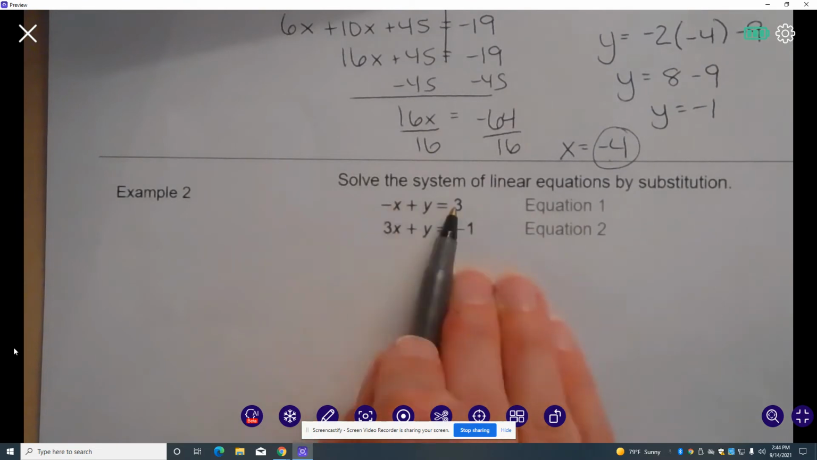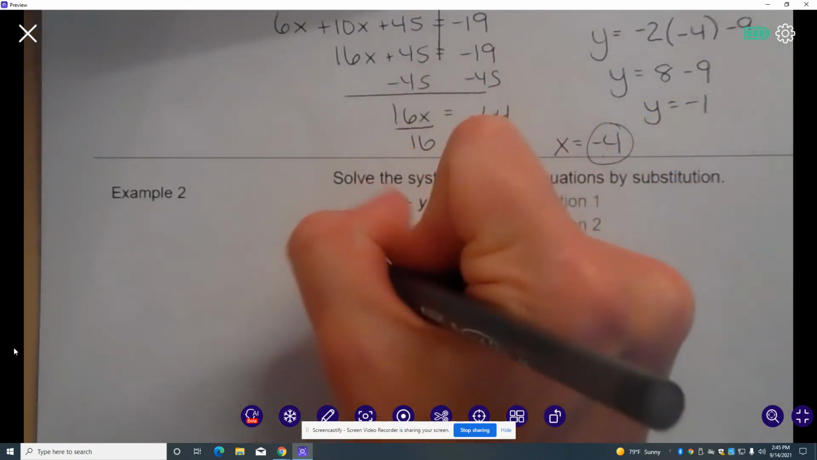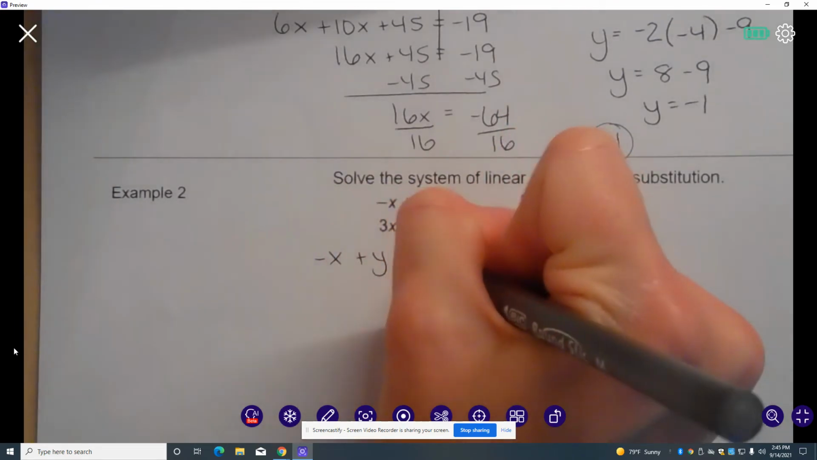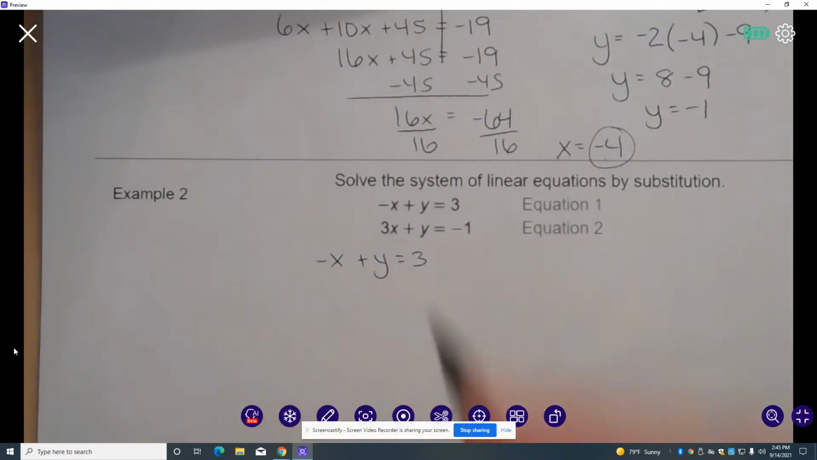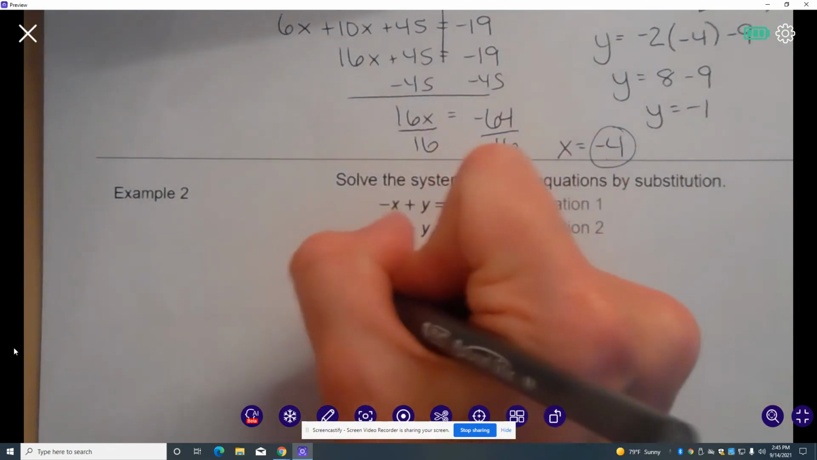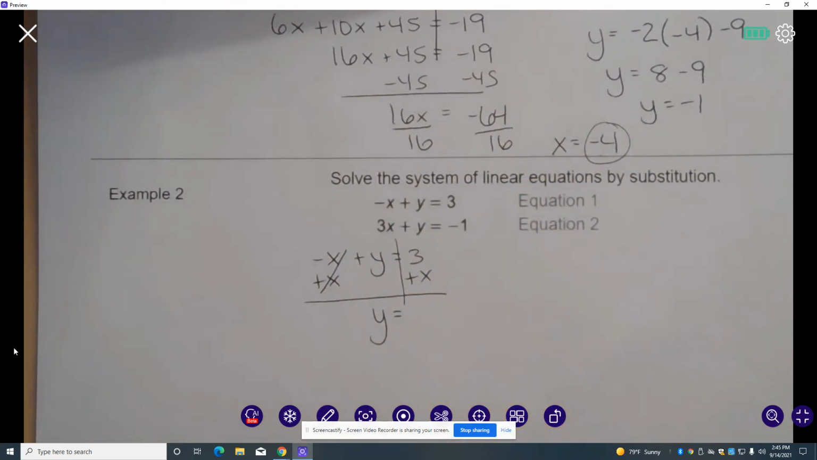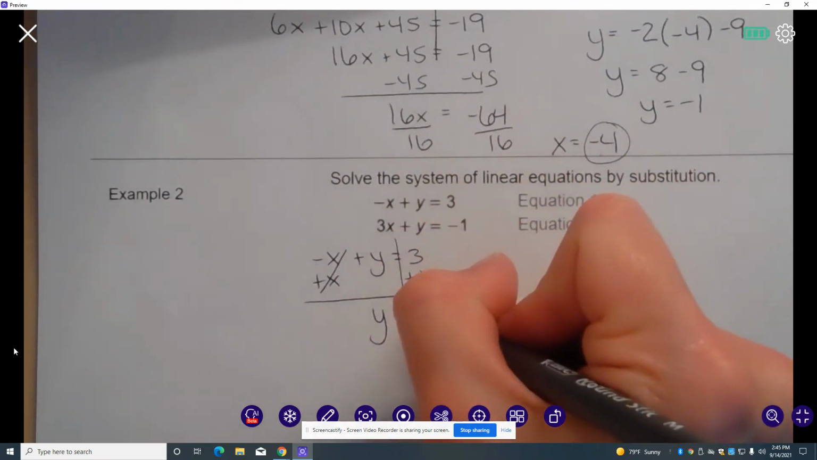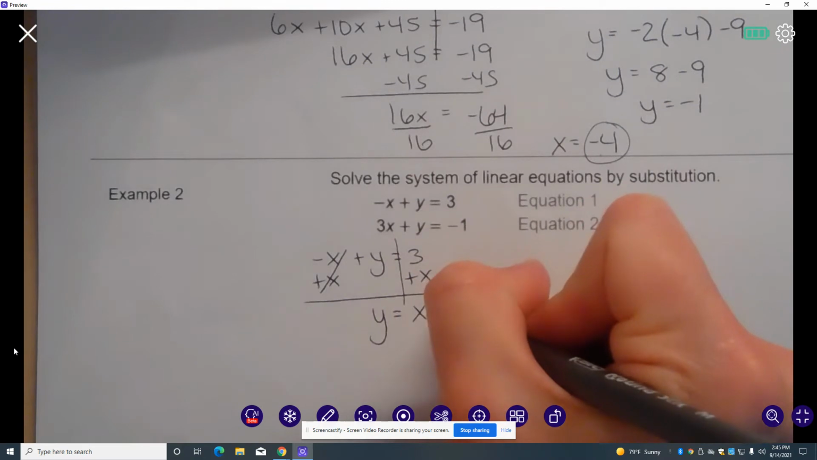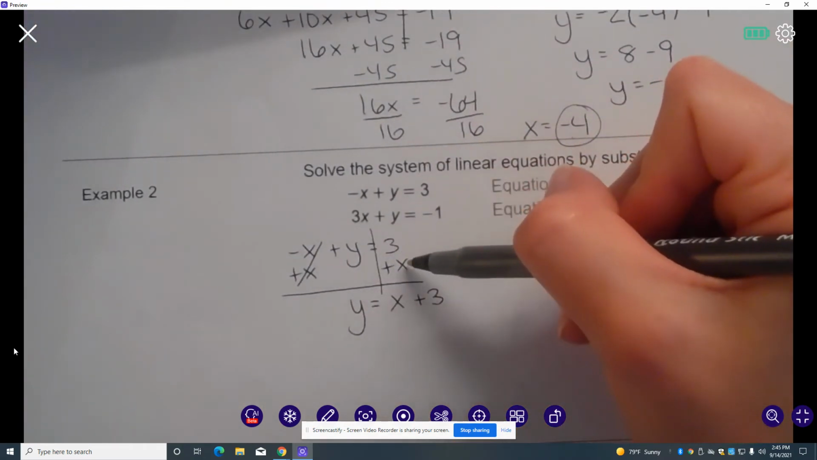This top equation looks pretty simple to solve for y. So I'm going to take this top equation and get y by itself. All I have to do is get rid of this negative x on the left side by adding x to both sides. And this new equation, solved for y, is y equals x plus 3. Remember, do not add these together. These are not like terms.